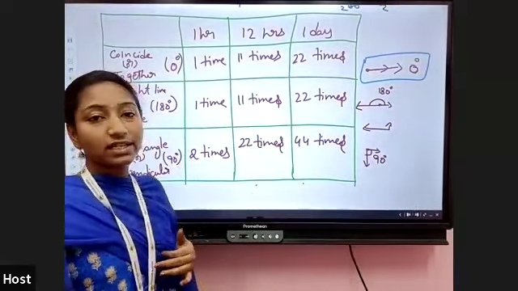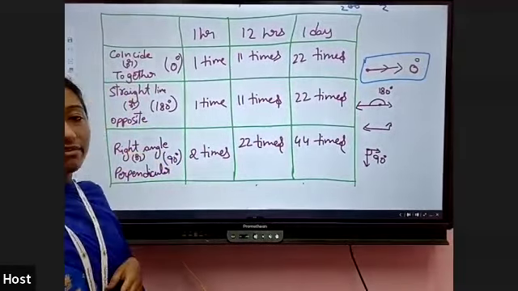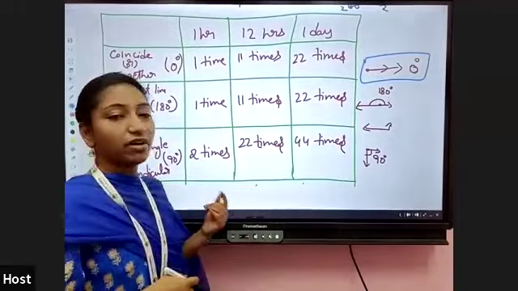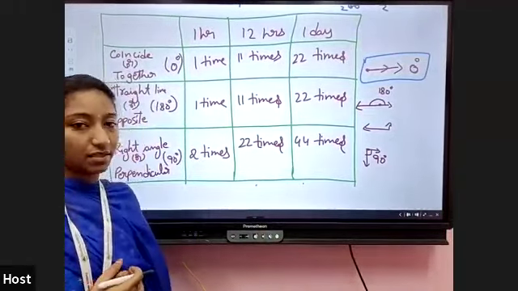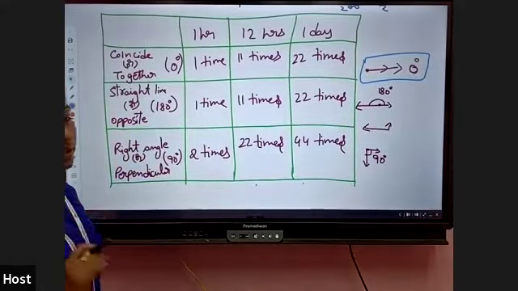So coincide will form one time in 1 hour. In 12 hours, it will form 11 times. And in 1 day, it will form 22 times. 22 times in a day, the two hands of a clock will be at 0 degrees. Next, the angle between the two hands is 0 degrees.